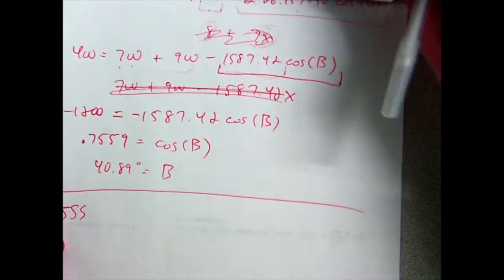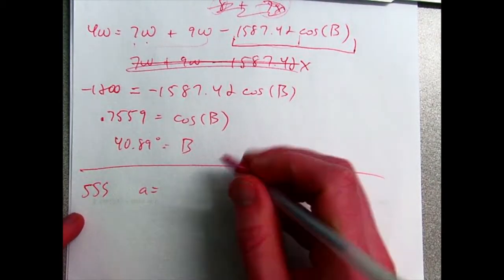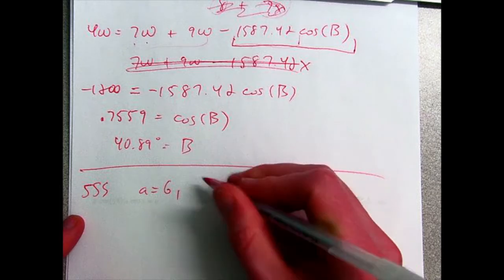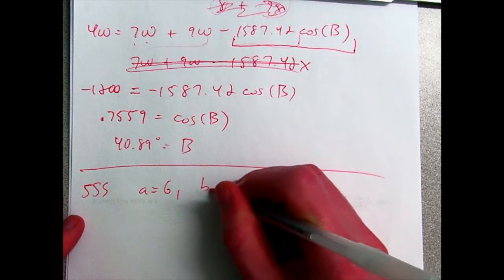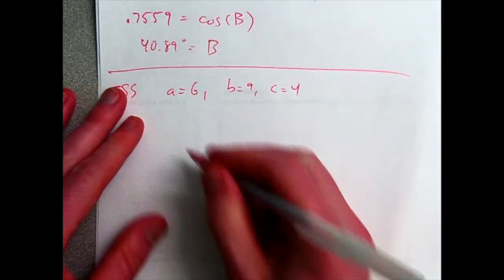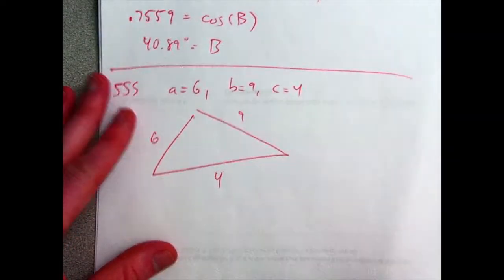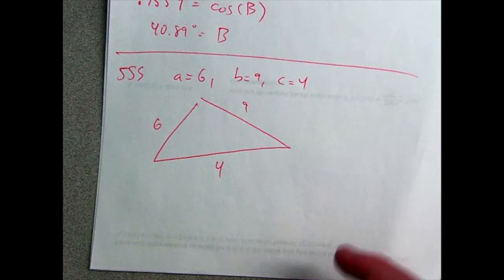As far as the SSS case, we've kind of already seen how to do it, actually. So let me just quickly, I won't even do the whole thing, but let's just suppose you have SSS data. That means you're given 3 sides. So a is 6, b is 9, c is 4. Okay. Start by drawing a picture. I'll call this 6, 9, 4. I don't care if it's to scale or not. It doesn't make any difference.